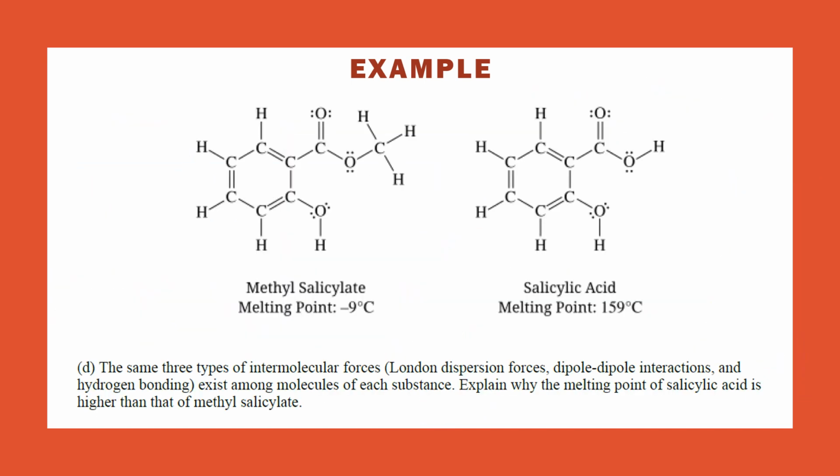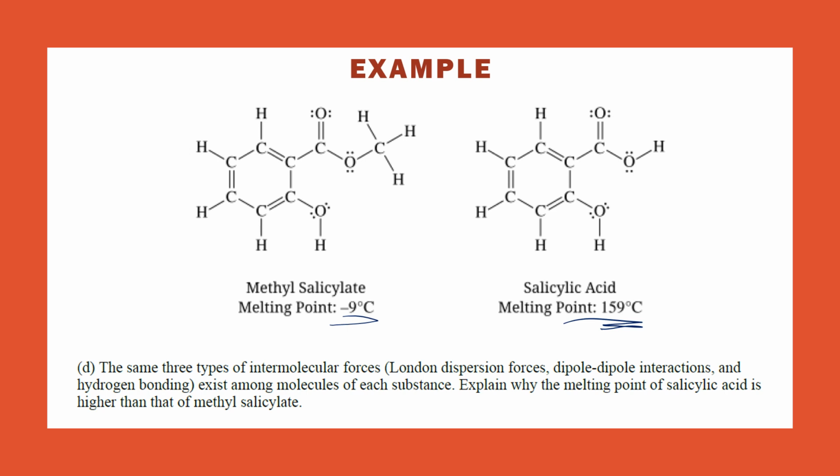Okay, for part D for this question, we have methyl salicylate and salicylic acid that give us the structures. It says the same three types of intermolecular forces exist among molecules of each substance, but explain why the melting point of salicylic acid is so much higher than that of methyl salicylate.